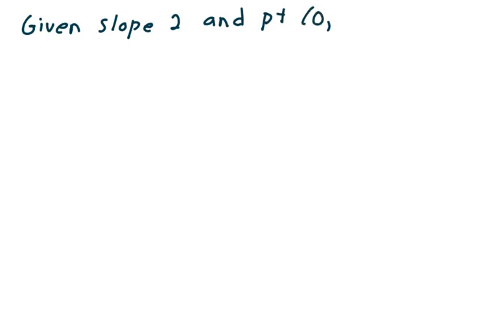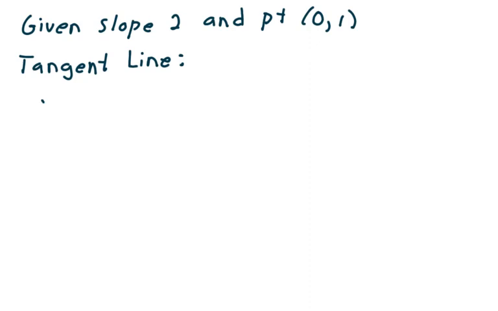So we are given slope 2 and point (0, 1). Now, to get the tangent line, I'm going to solve them the same way. And you could use the point-slope form. That's fine. There's a lot of different ways to get the equation, right?